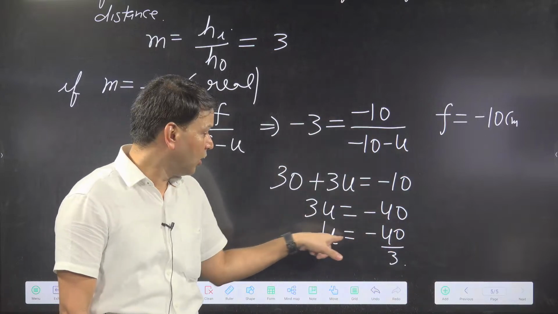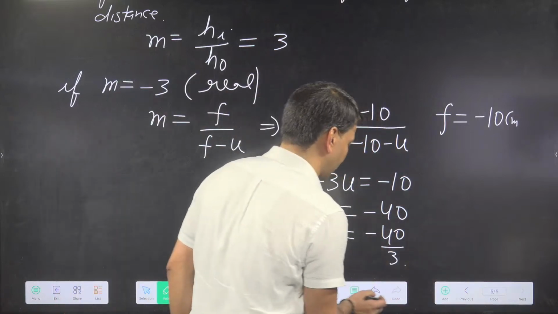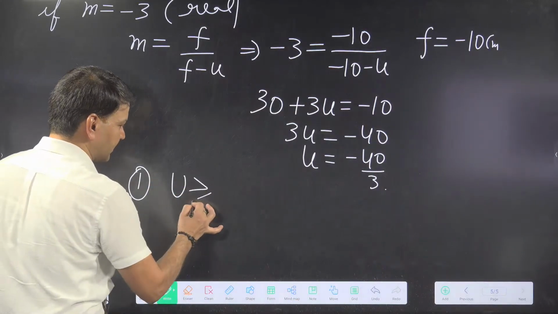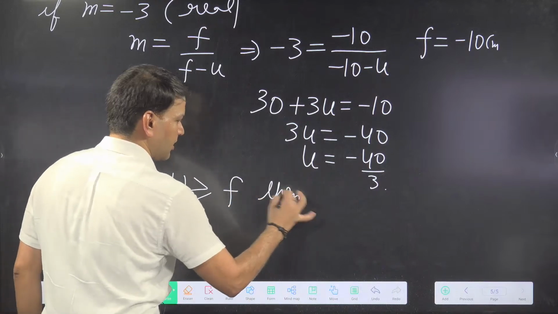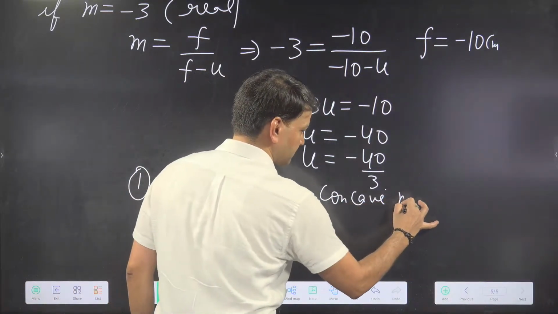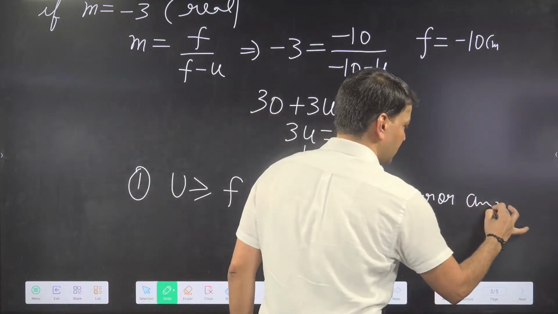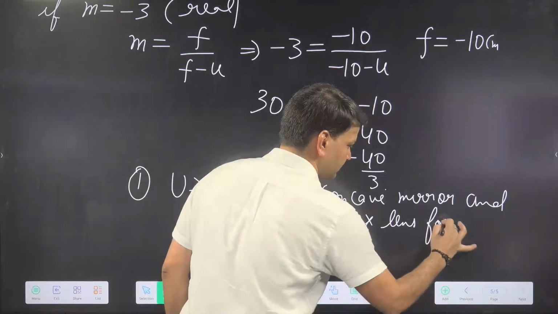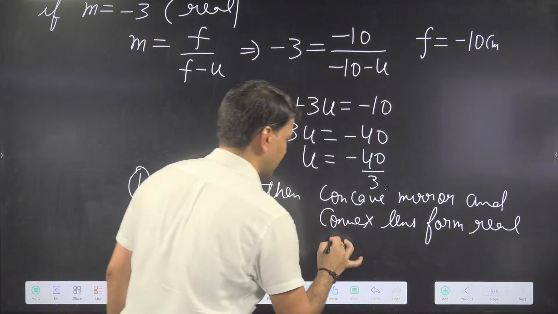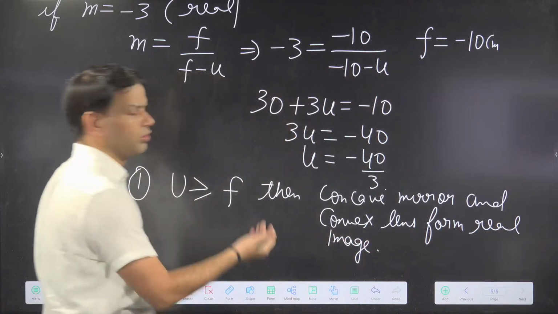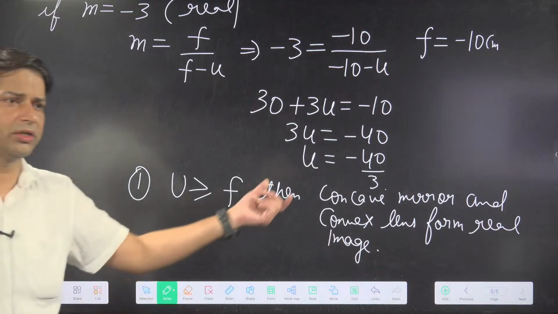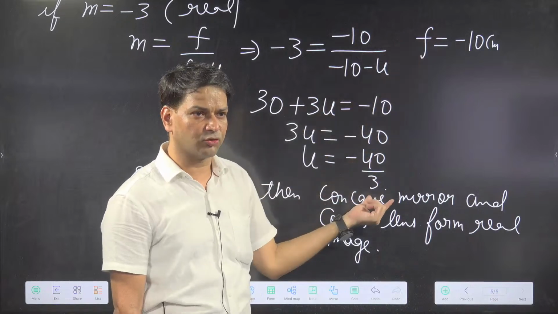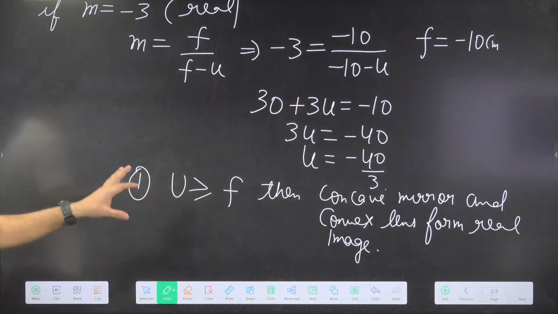And you can see here, the condition for a real image is what? When the object distance is greater than or equal to f, then a concave mirror and a convex lens form a real image. Okay, so here we can check the answer also. The object distance we are getting is more than the focal length, because the focal length they have given is 10 centimeters, so 40 by 3 is more than 10 centimeter. It means it is a real image.